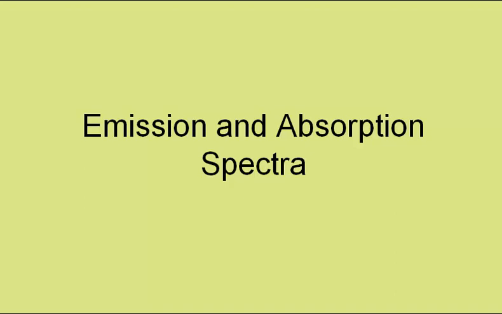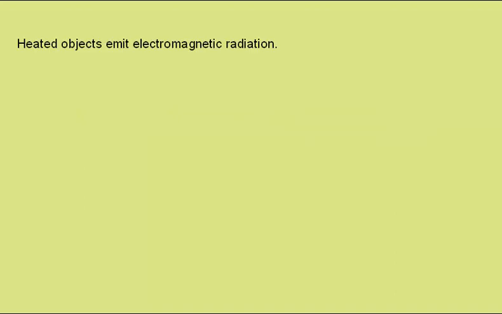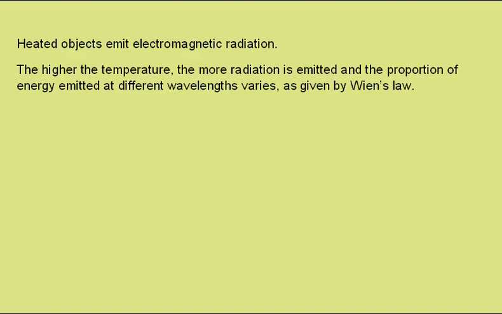Emission and absorption spectra. Heated objects emit electromagnetic radiation. The higher the temperature, the more radiation is emitted, and the proportion of energy emitted at different wavelengths varies, as given by Wien's law.